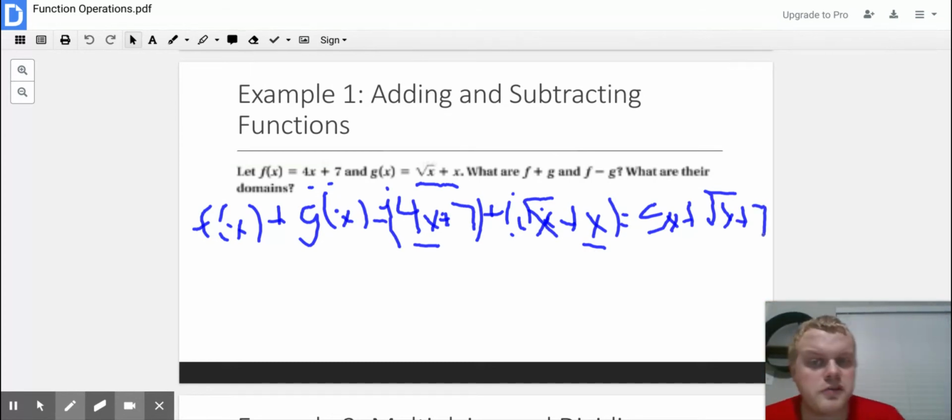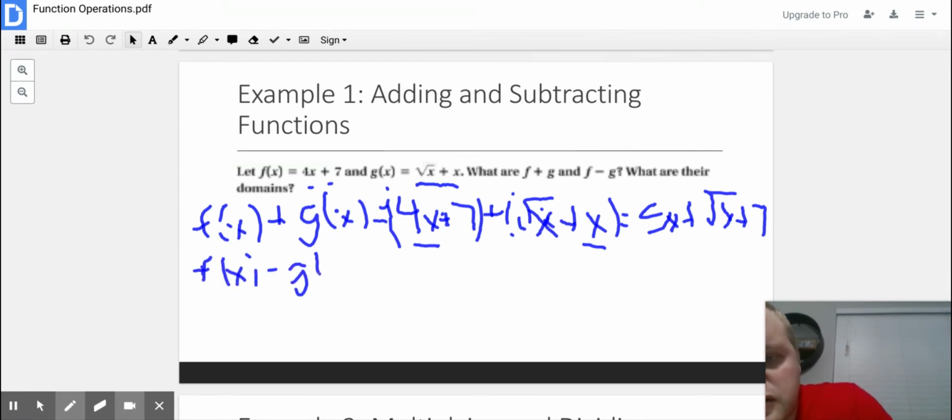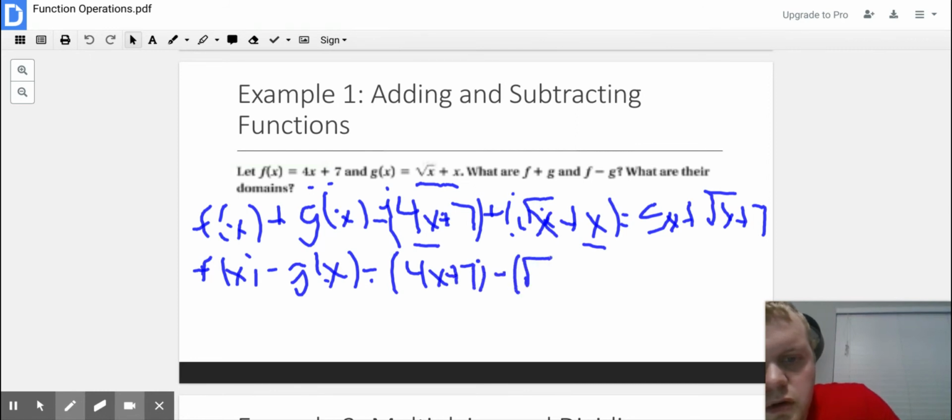Okay. Now we're going to do the same thing for our subtraction here. So it would also be f of x minus g of x. And this one we have to be careful on. When I substitute, I'm just going to plug in first. So we should have 4x plus 7 minus the square root of x plus x.